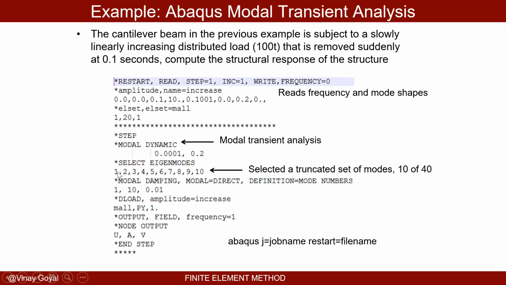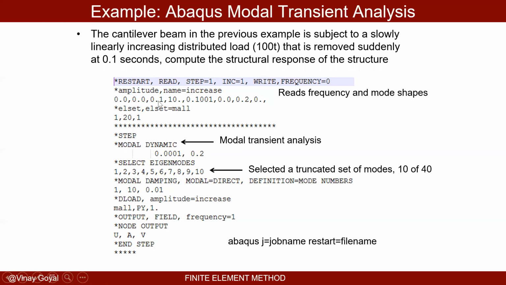And here, I'm going to select particular mode shapes. I'm not selecting 40, I'm selecting 10 out of the 40. And I'm going to apply a damping of 0.01 for mode shapes 1 through 10. So 1% damping. And I just run the analysis. I have to call a restart file, so it calls out the mode shapes and frequencies. So it will read them, right? And in the previous video, if you watch carefully, I had a statement that's necessary for this analysis to run.